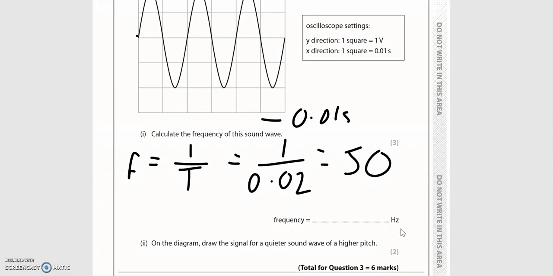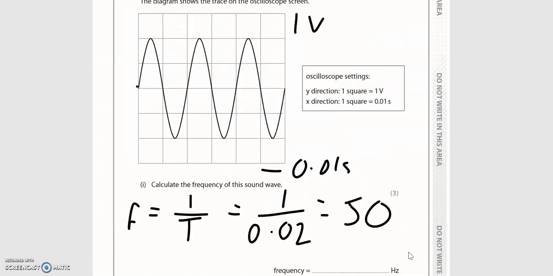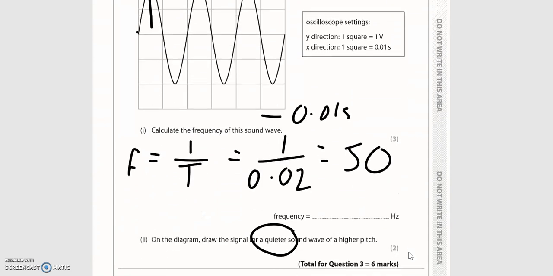So on the diagram, draw the signal for a quieter sound wave of higher pitch. So you need to change 2 things about the wave. Quieter is obviously to do with the volume. So the volume is linked to the amplitude, which is this part of the wave, down to the middle. So if it's a quieter wave, you need a smaller amplitude.